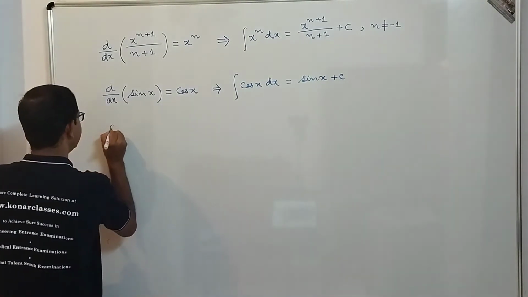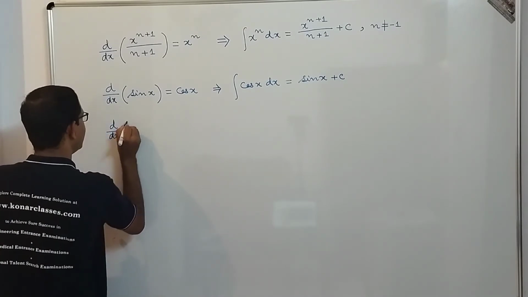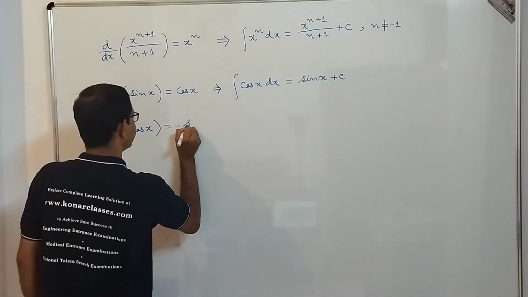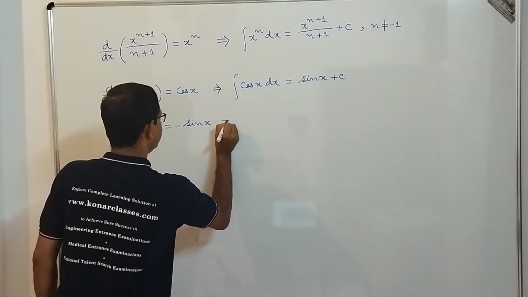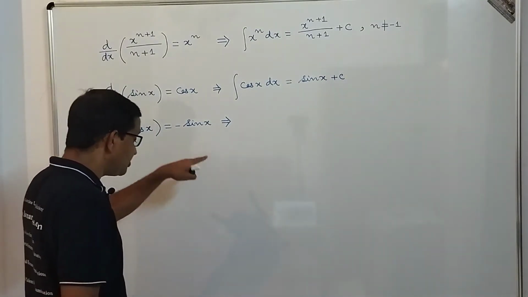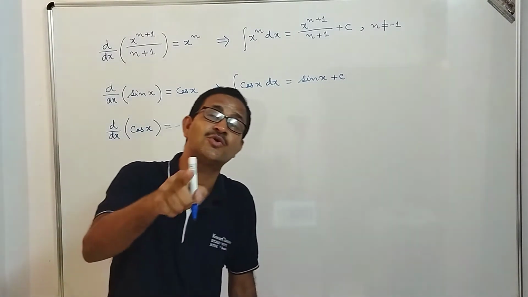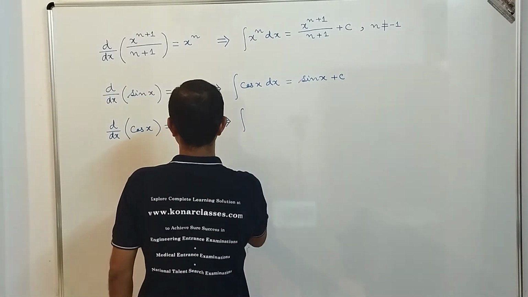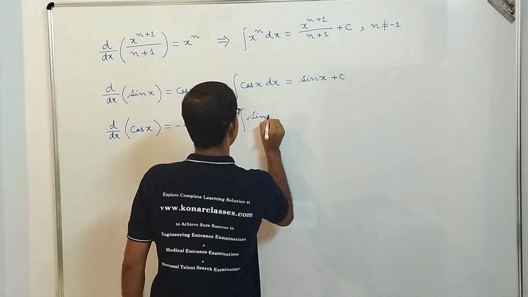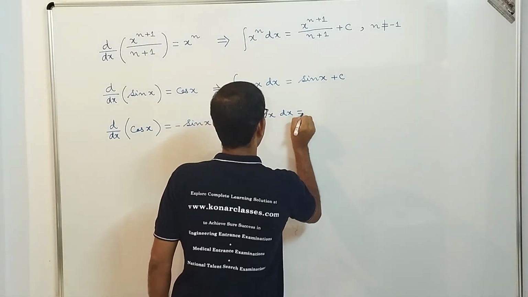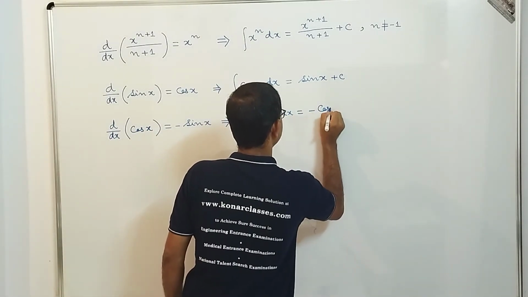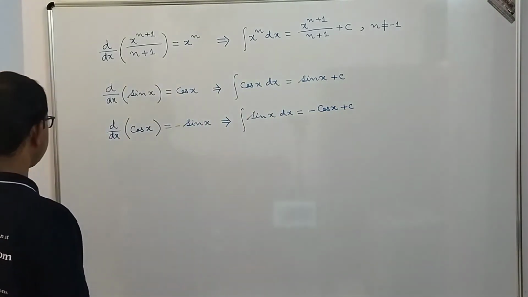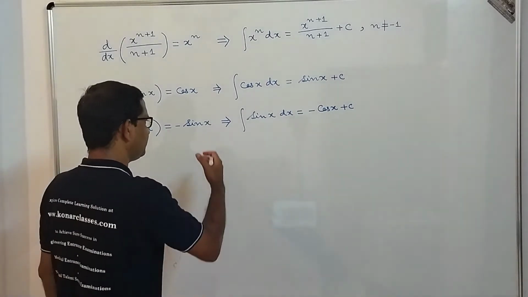Now we know that d/dx of cos x is equal to minus sin x. From here we can say that the integration of minus sin x dx is equal to cos x plus an integrating constant, or we can write that the integration of sin x dx is equal to minus cos x plus c. In a similar manner we can proceed.